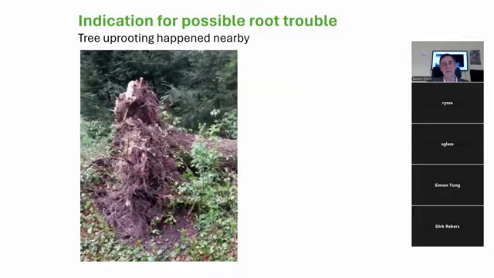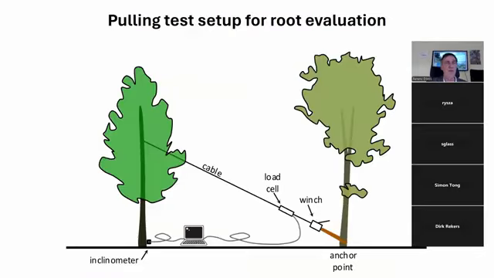Another indicator, whenever nearby earlier uprooting happened, it means that dangerous fungus in the soil are present, and very likely or probably the nearby trees are affected as well. Of course, not sure. In this case, we need to apply instrumental tests, and let's start with the pulling test.